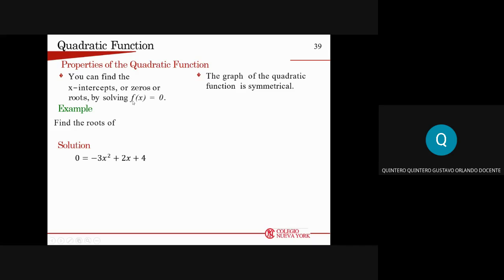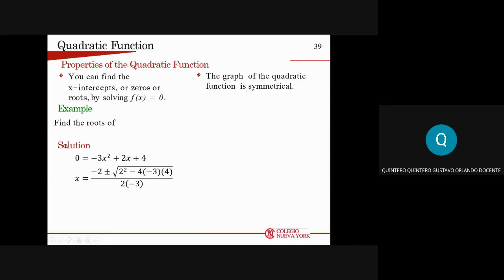Because that's what we have here. The function f of x, this entire function, will be equal to 0. So that is what I did here. I equaled it to 0. Now, it doesn't really matter where you put the 0. You can put it to the right or, like I did here, to the left. It doesn't really matter, right? The point is that once you equal it to 0, you have to solve it.